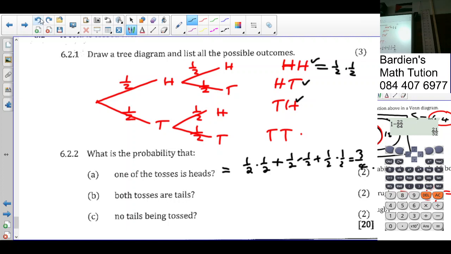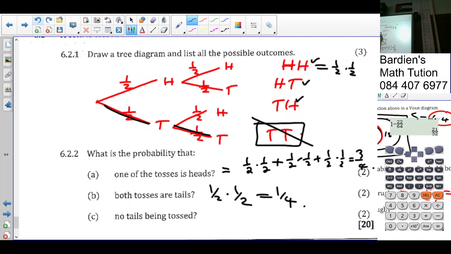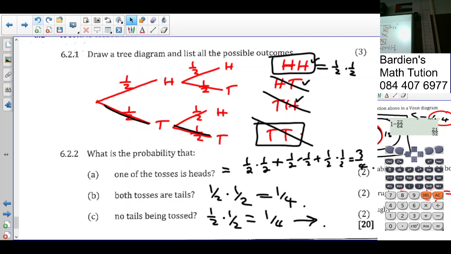B, both tosses are tails. That's the only option there. Both tosses are tails. So it's 1 out of 2 times 1 out of 2, which is a quarter. No tails being tossed. I must omit that, and that. The only option again I have is heads only. So it's 1 over 2 times 1 over 2, which is 1 over 4. Okay, so that basically brings us to the end of paper 1.